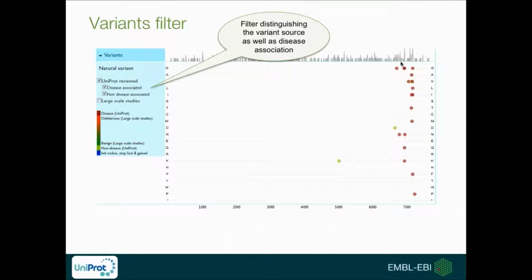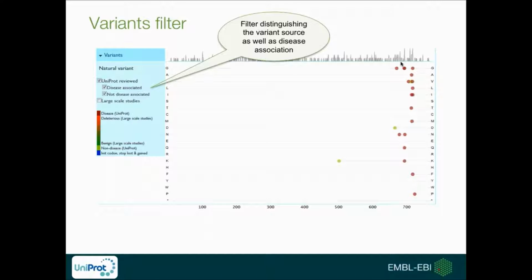For the variant track, we also provide some filters, so you can easily distinguish which variants are related to diseases or which ones are not, which ones are provided directly by UniProt and have been curated by UniProt curators, or come from large-scale studies. These large-scale studies are, for instance, COSMIC, 1000 Genomes, ESP or ExAC, and we are importing information from all of them in order to display a very comprehensive view of the variants within a protein.